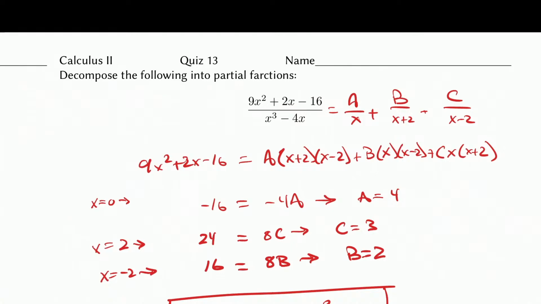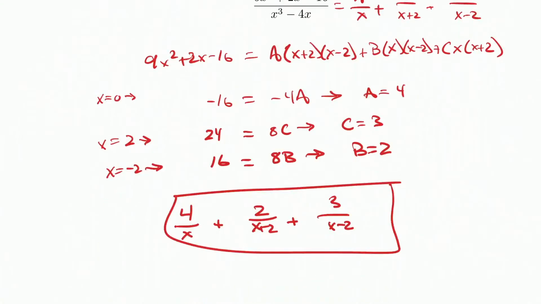So can't scroll there, but I can scroll here. There it is. So there's my final answer. There's my three fractions. Now, of course, if I was integrating this, it is almost trivial. It's just going to be 4 natural log of x and 2 natural log of x minus 2 and 3 natural log of x plus 2.